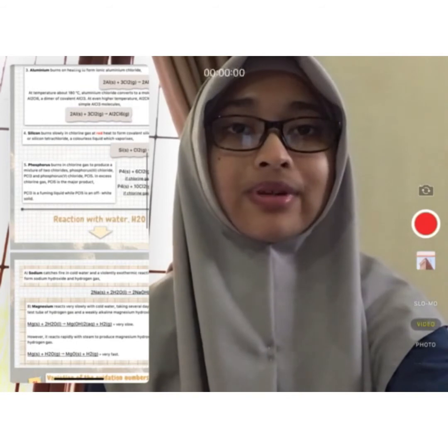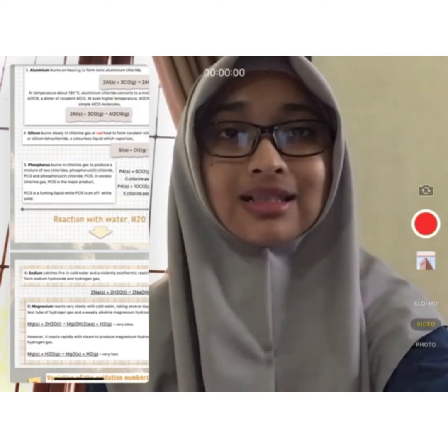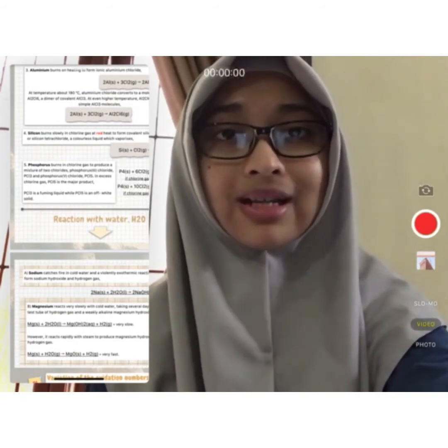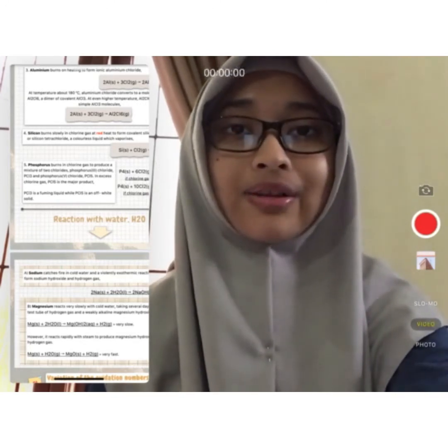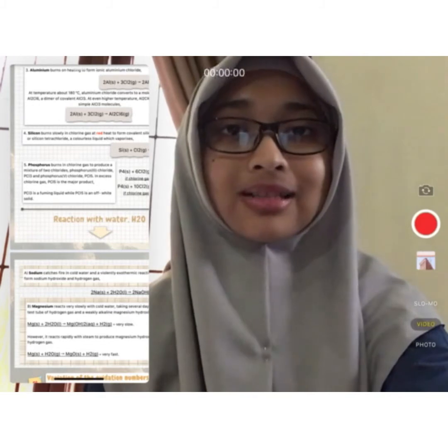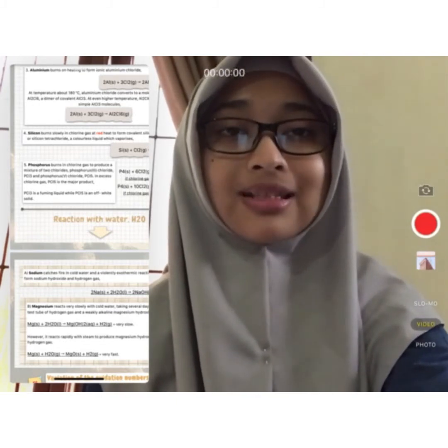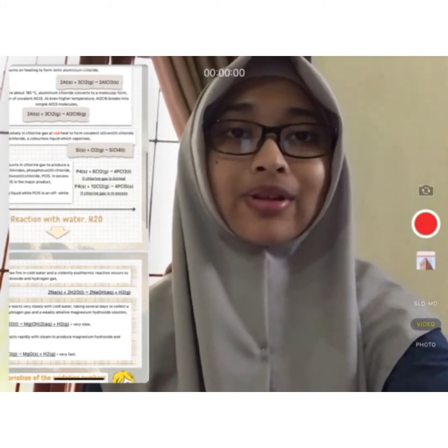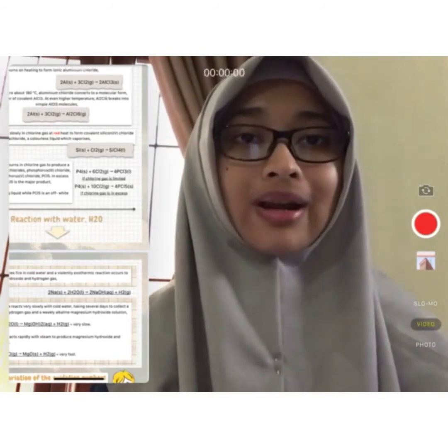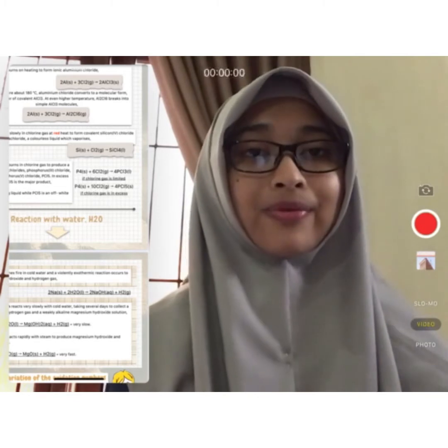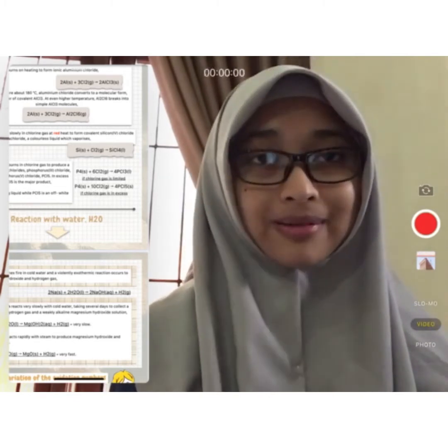The fifth is phosphorus, which burns in chlorine gas to produce a mixture of two chlorides, phosphorus 3 chloride, PCl3, and phosphorus 5 chloride, PCl5. In excess chlorine gas, PCl5 is the major product. PCl3 is a fuming liquid, while PCl5 is an off-white solid. So if chlorine gas is limited, then it is P4 plus 6Cl2 equals 4PCl3. And if chlorine gas is in excess, then P4 plus 10Cl2 equals 4PCl5.